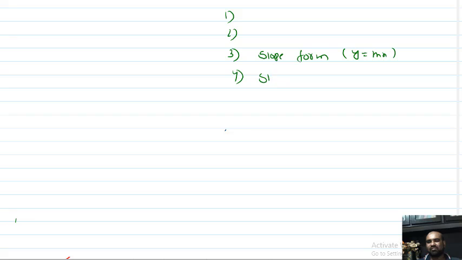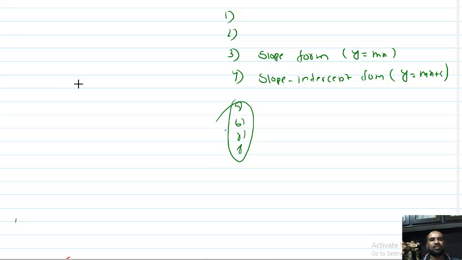Next, slope intercept form. Intercept, not intersect. Intercept form. That is y equal to mx plus c. y equal to mx plus c. Like that we have several forms. So four forms of a straight line completed.